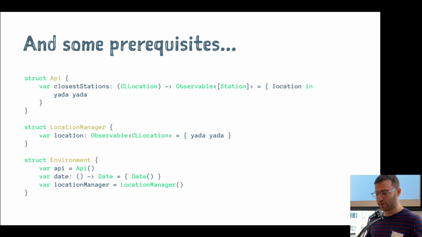Basically, these are three structs that I'm going to use in my implementation, just so you're familiar with them when you see them. If any of you have followed Brandon Williams and Stephen Celis's work on Point-Free, this should be clear to you or known already.